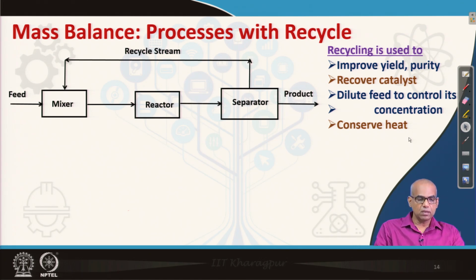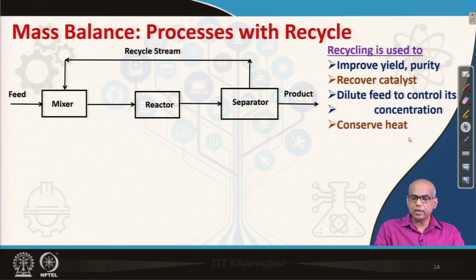So, feed goes to mixer, from where it goes to reactor, the effluent goes to separator, from the separator product stream is taken out, but unreacted stream may be sent back and mixed with the raw feed, and this will be again fed to the reactor. This will improve yield, this will improve purity.